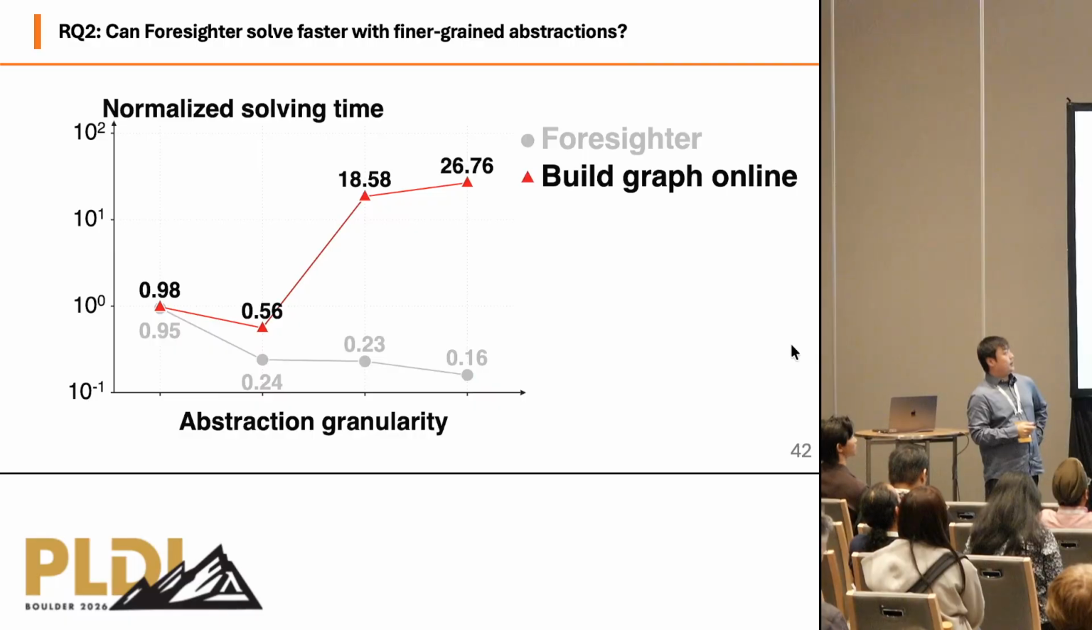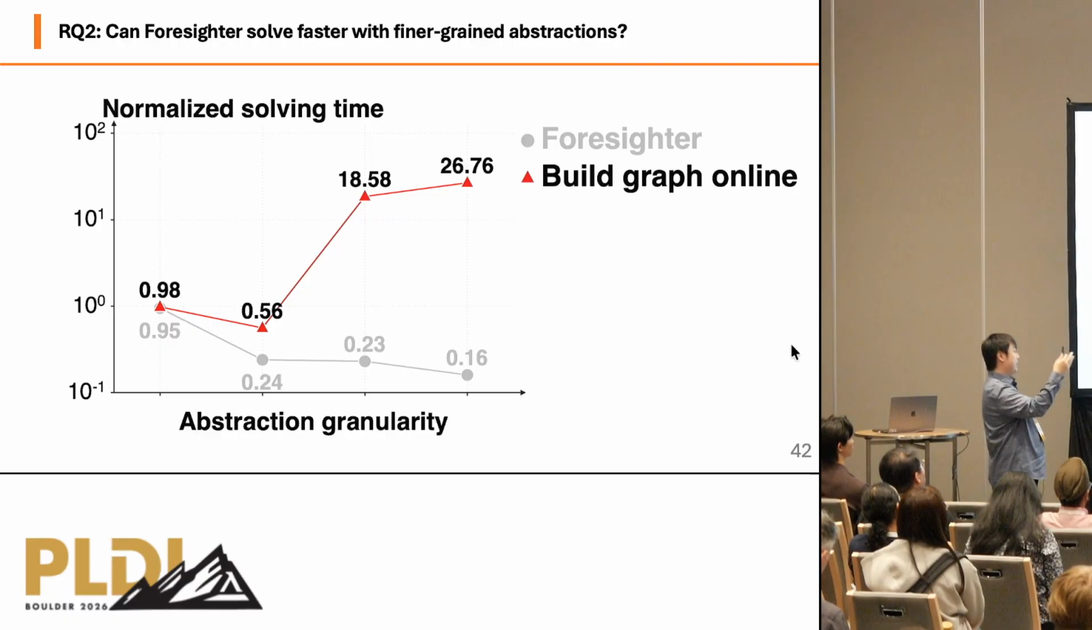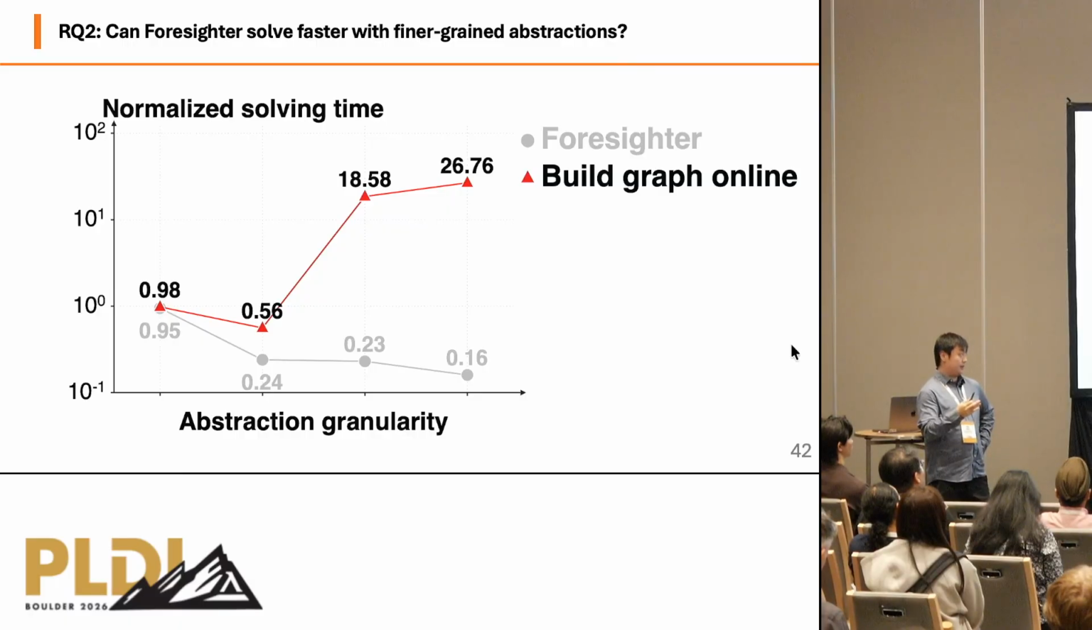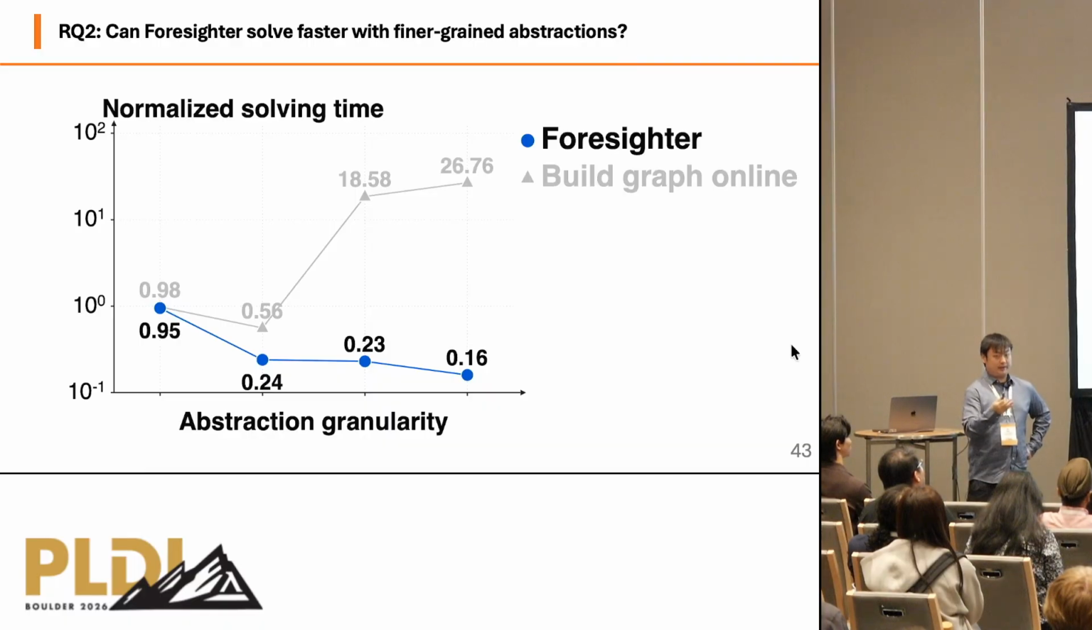And if you see the red triangle line, this is build everything online, right? The curve is like a U shape, as I demonstrated before. As the abstraction granularity becomes finer-grained, it will first decrease, but eventually increase dramatically. That's because the pruning cost eventually dominates the time. And for Foresighter, we can continue to decrease the total solving time as we use finer-grained abstraction. So our goal is achieved. Using Foresighter, you can use finer-grained abstraction online, without paying the cost.